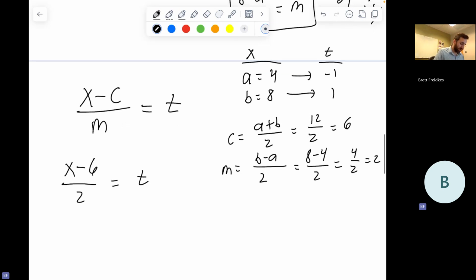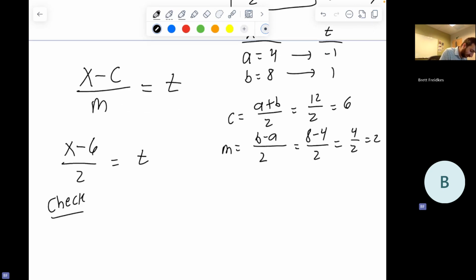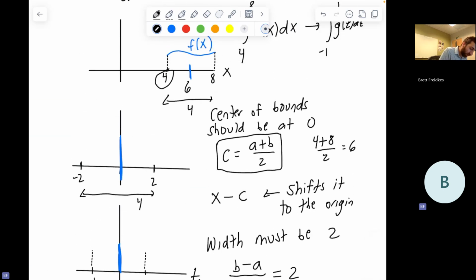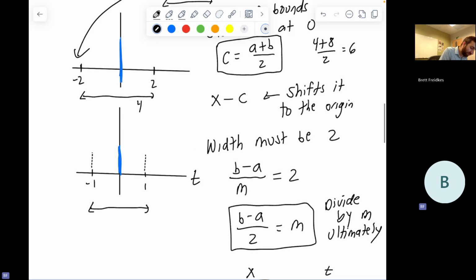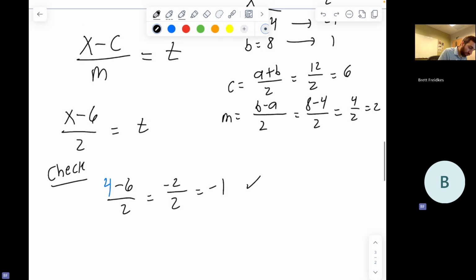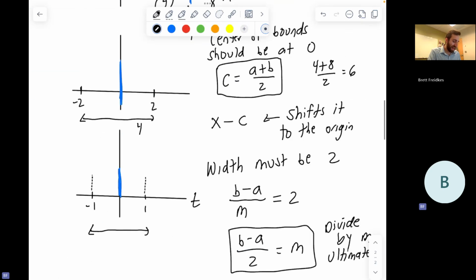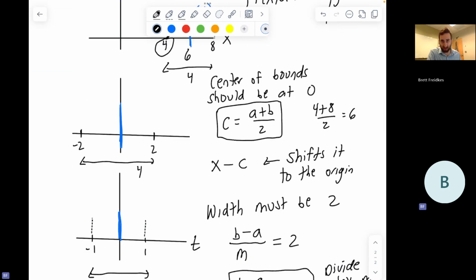So let's plug in A. Let's just see what happens. We'll just check to make sure we're correct. If I do A, which was 4, minus 6 over 2, we get -1. That's what we want. We took this 4, we shifted it, and once we divide this number, we end up getting -1. If I do the upper bound, which was 8, we get 1, which means that we are correct. Good. So this is how we find our M and our C, simply using the bounds that we were given at the beginning of the problem.